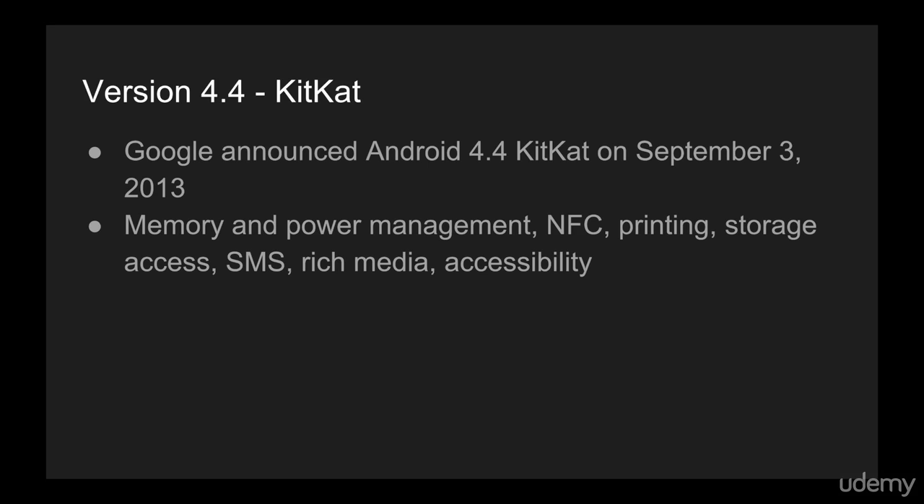Those improvements were known as Project Svelte, and internally at Google, the required minimum amount of RAM available to Android is around 340 MB, and all devices with less than 512 MB of RAM must report themselves as low RAM devices. So what was so awesome about 4.4?